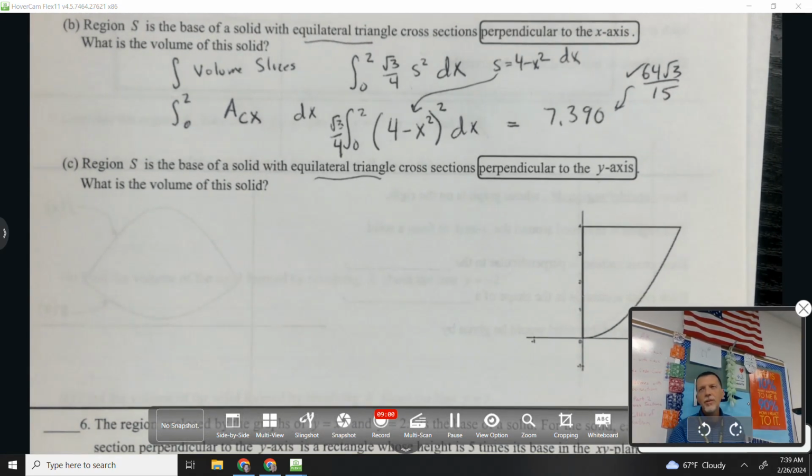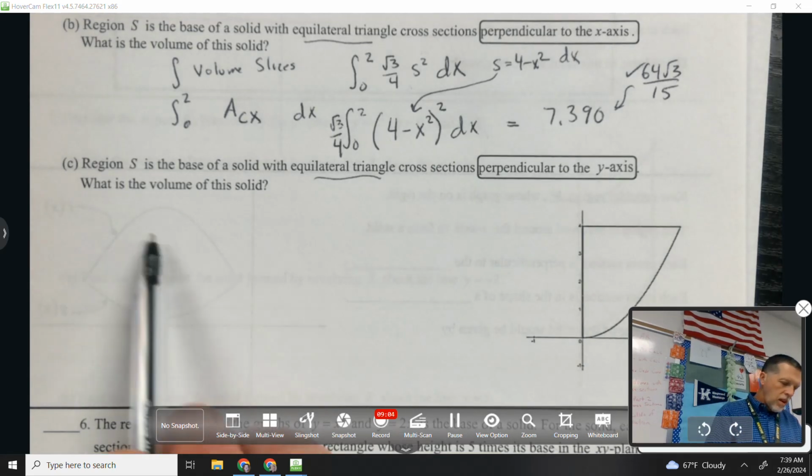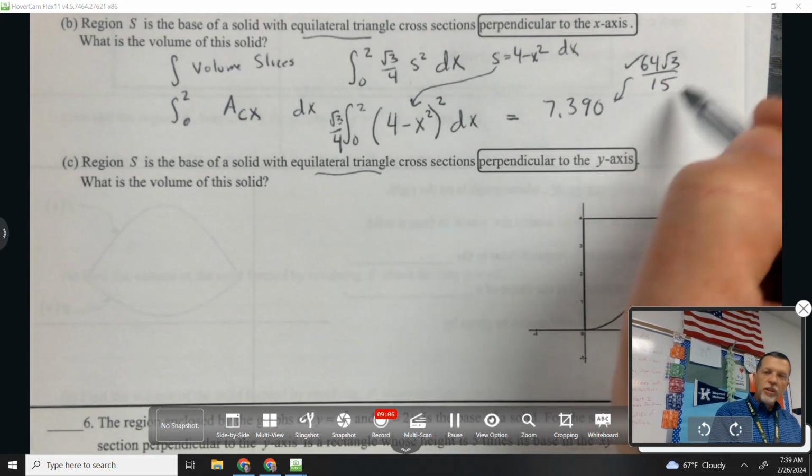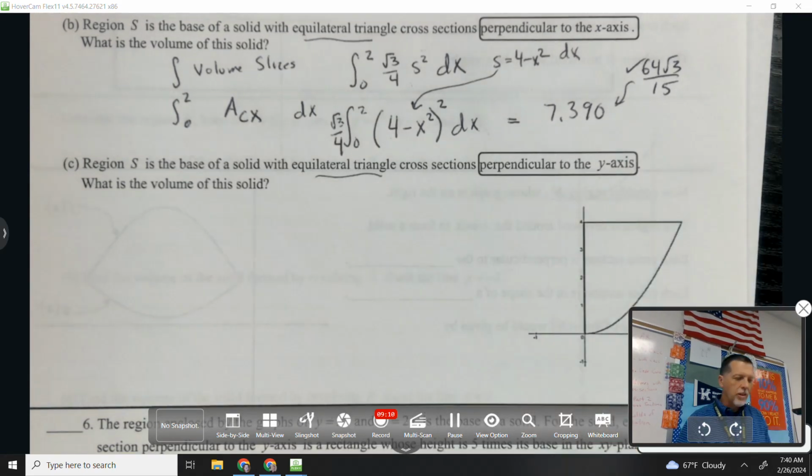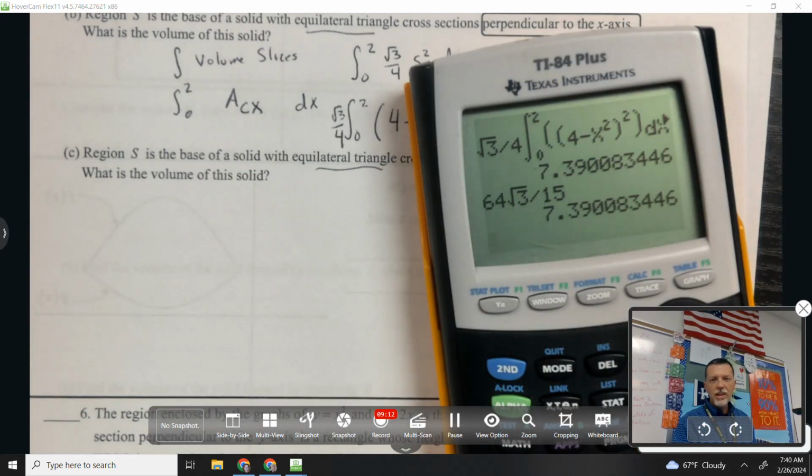Most of these will be with calculator. And again, even if your answers look fancy, then unfancy them by typing them in the calculator and seeing if it's the same thing you got.